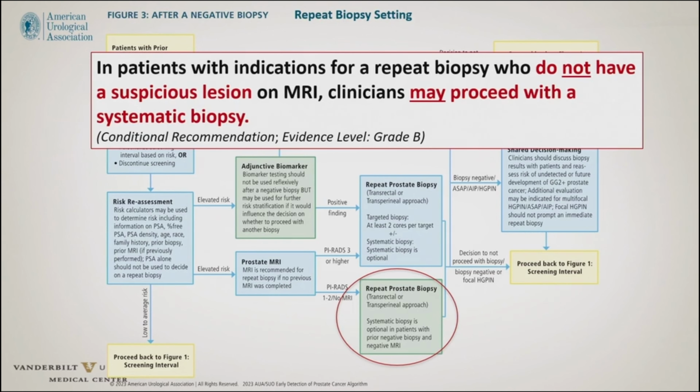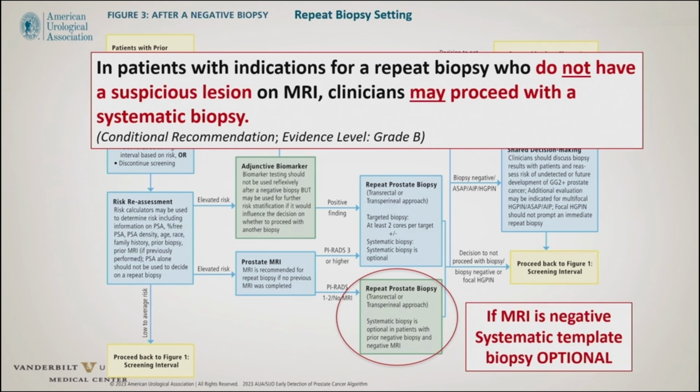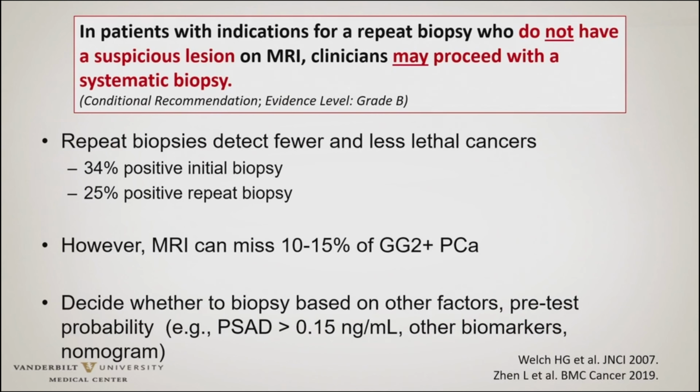There are differences in how we treat the negative MRI in this repeat biopsy setting. For those who do not have a suspicious lesion on MRI, the clinician may proceed with a systematic biopsy. In other words, the systematic biopsy is optional in that setting. And why is that? Again, the repeat biopsy setting, as we talked about, is lower probability to detect meaningful cancer.